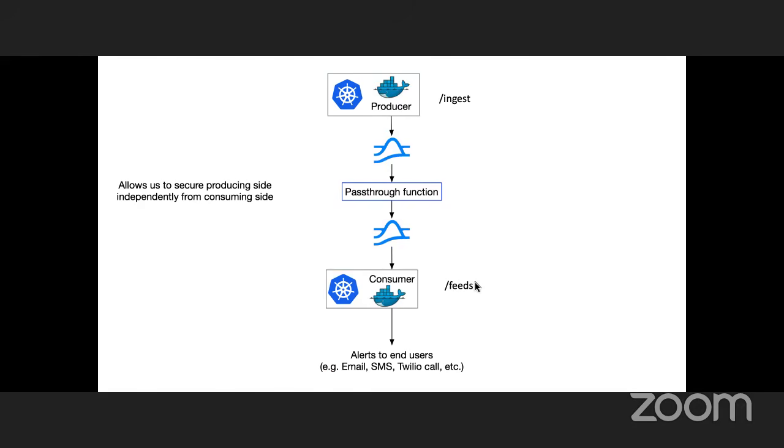Because when we have this pass-through function, we can have this separate security isolation. It's also a better separation of concerns. And there are some additional benefits that we get from that. And the performance impact is negligible, maybe a few milliseconds. So for most applications, it's negligible.